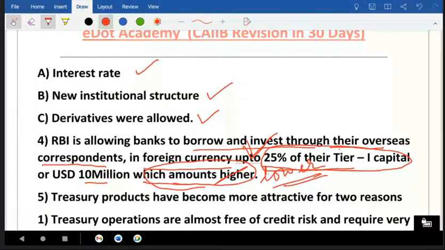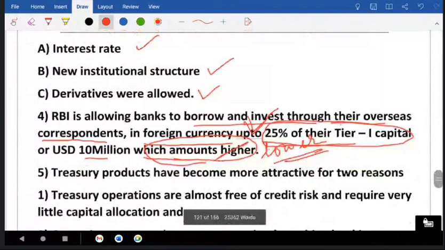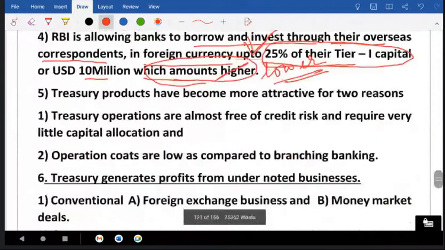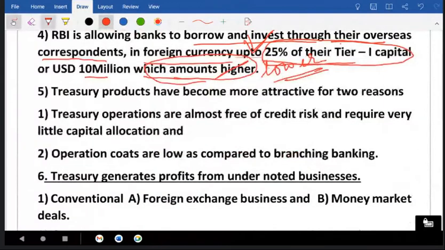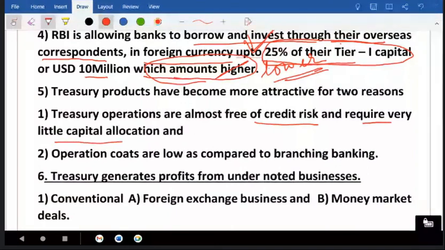Now next, treasury products have become more attractive for two reasons. Number one, treasury operations are almost free of credit risk, and they require very little capital allocation, and operating cost is very low.